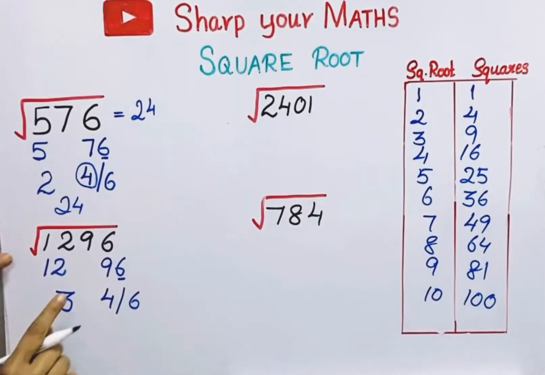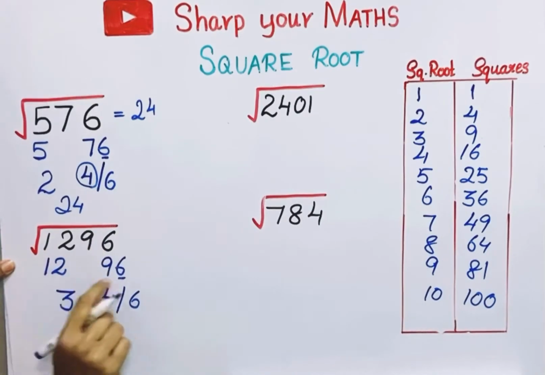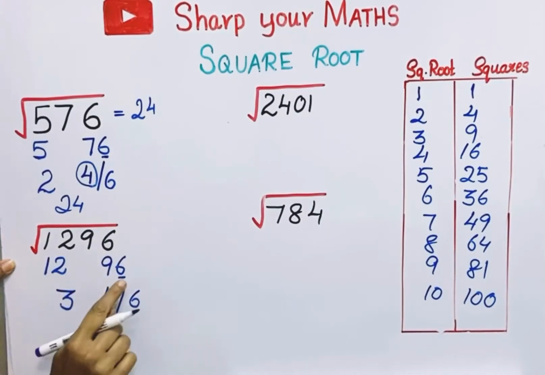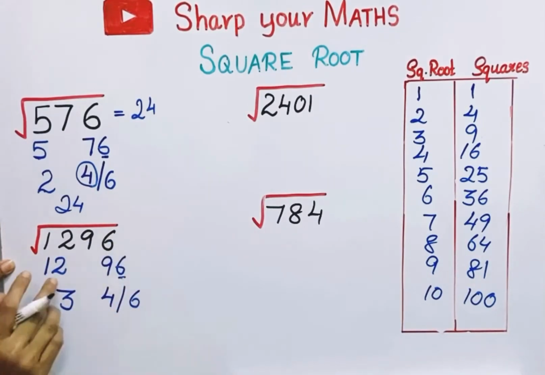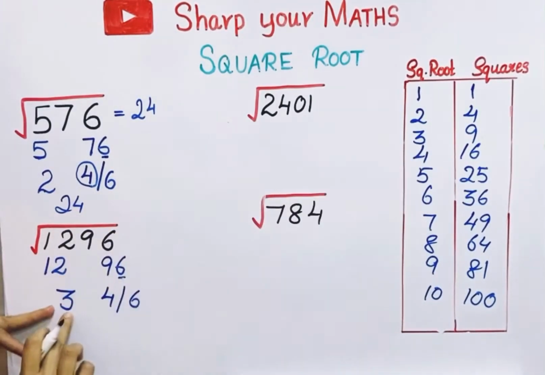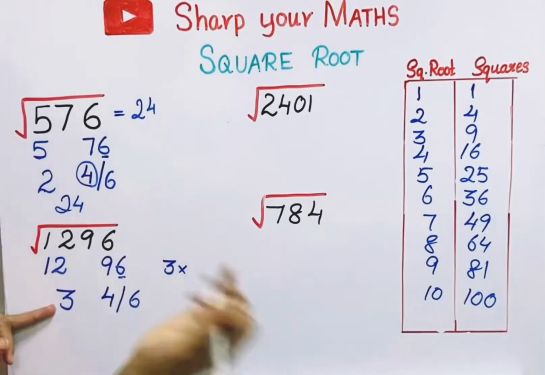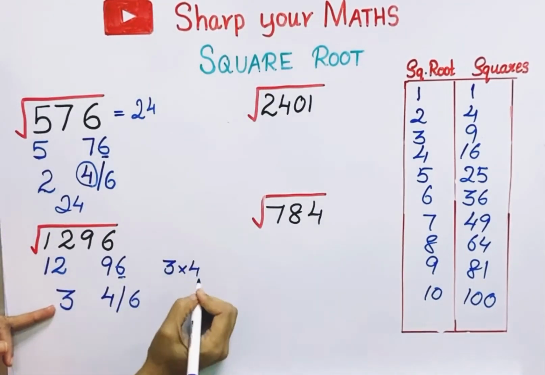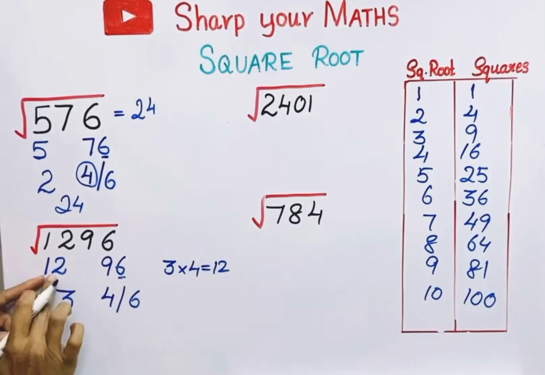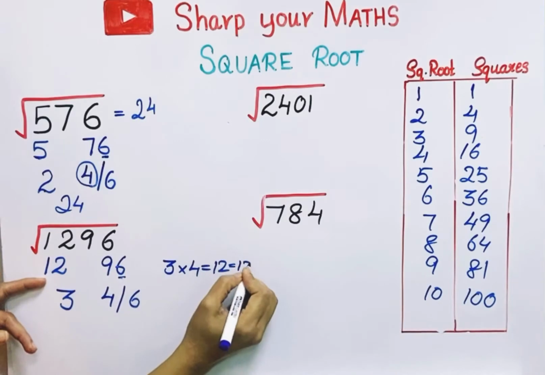See, first separate it into groups. Next, in the rightmost group, check the unit digit. If it ends with 6, that square root can be 4 or 6, right? Next, take this number. This is close to which square? 12 is close to 9. So, take its square root right here. Next step, take this 3 and multiply with the next number. After 3 comes 4, right? So 3 into 4 is 12. Now you have to compare this 12 with this 12. So 12 and 12 it's equal.